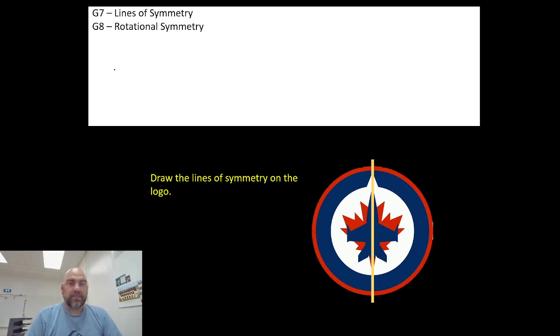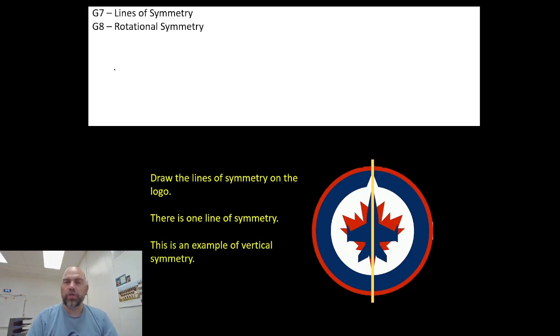Now, if you look at this, do you see any other lines of symmetry? No? You're looking hard, you can't see another one? You're right, this one doesn't actually have any more. This one has one line of symmetry in it, and this is an example of what we call vertical symmetry. A vertical line means up and down, straight up and down. There's a vertical line of symmetry in this logo, and that's the only one we have.